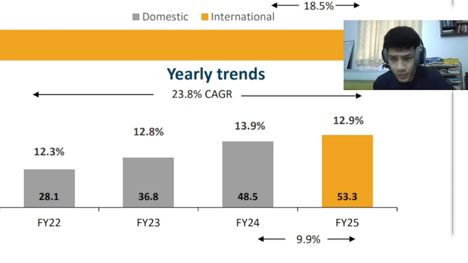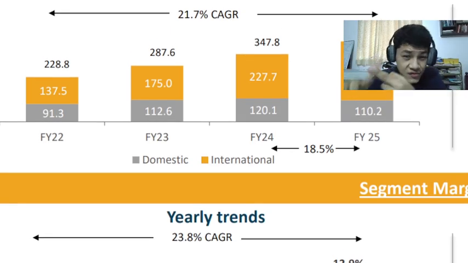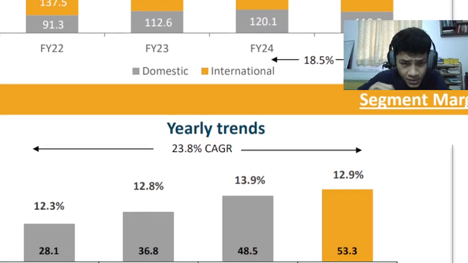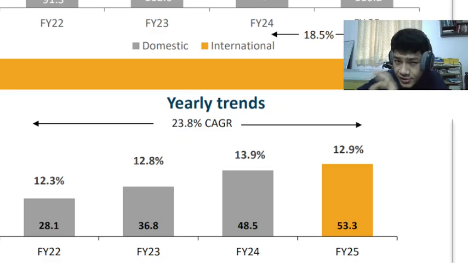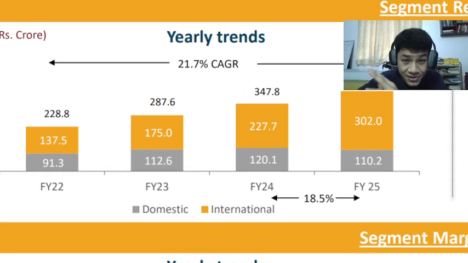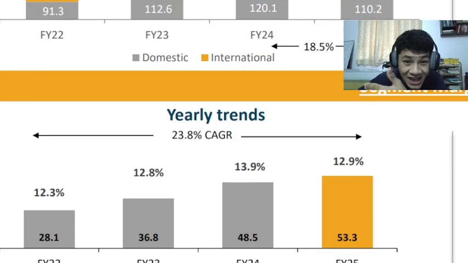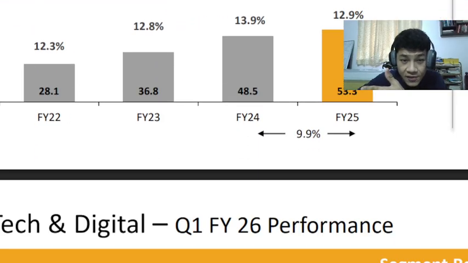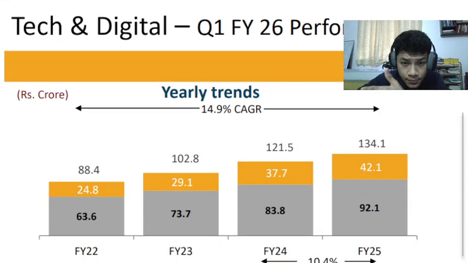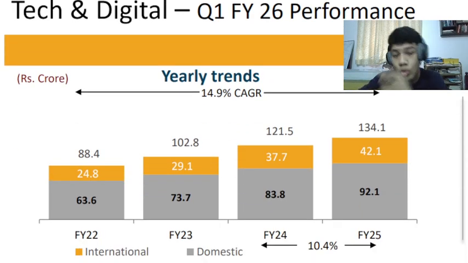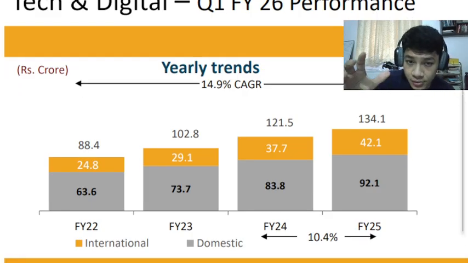So we're talking about a company, Alldigi Tech, okay? Majority of its revenue comes from business process management, basically customer support and all those tasks. 12.9% are the net profit margins for this business, and 300 crores, the majority of the business, is international. All right. Then we come to tech and digital. Here, only 134 crores of revenue in fiscal 2025, a growth of 14.9% over the last 3 years. And majority of revenue here comes from domestic.